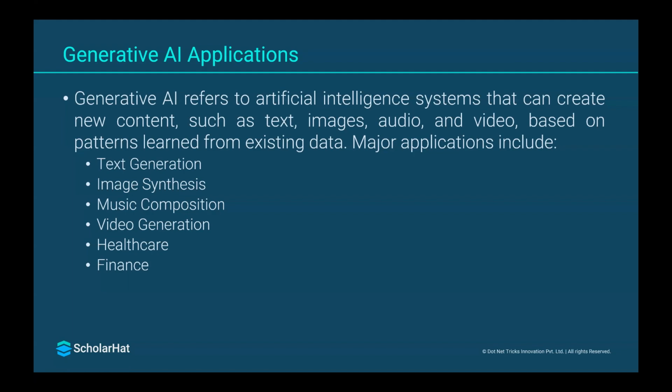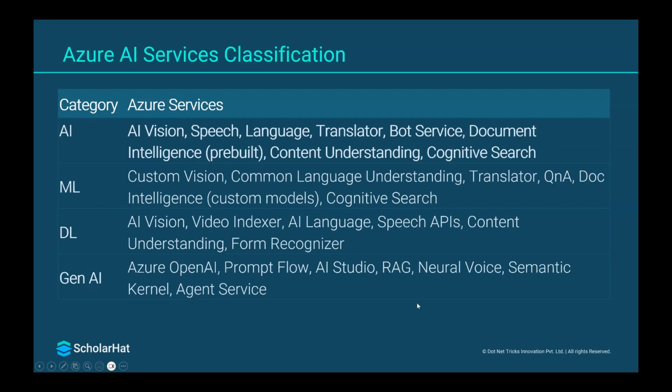When it comes to learning Microsoft Azure Cloud, we have so many services. Now the question is how we can categorize them into a specific category. We have learned about AI, ML, DL, and Gen AI. So which services come into which category? This is a table we have.